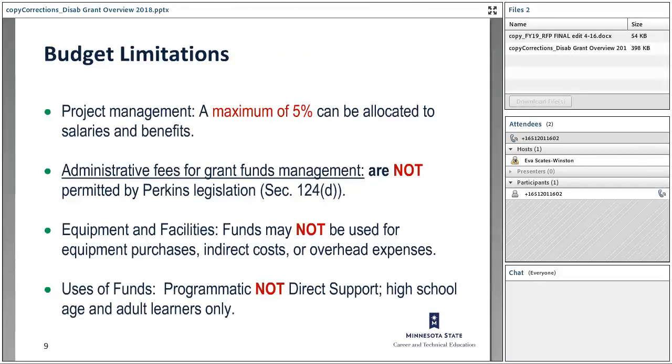So as far as budget limitations, the edit that we made in the RFP to provide some more clarification is that 5% at a maximum of the grant funds received can go toward project management. So if you have someone, for example, that is going to be the project manager for this particular grant that you may receive, only 5% can be allocated in salaries and benefits.